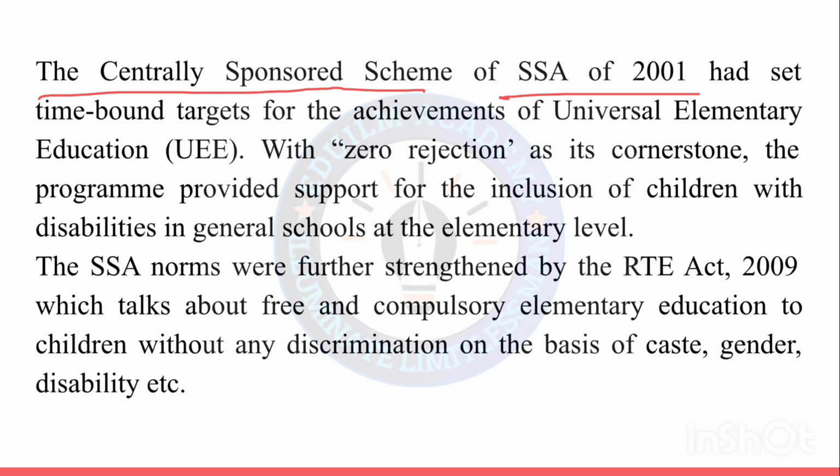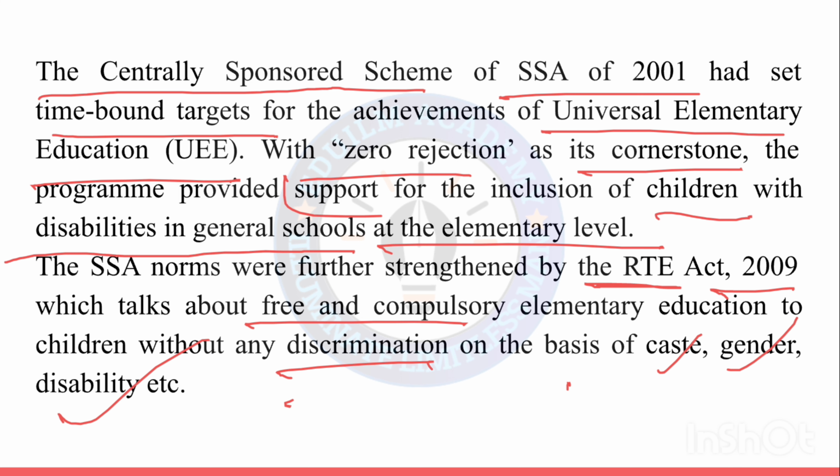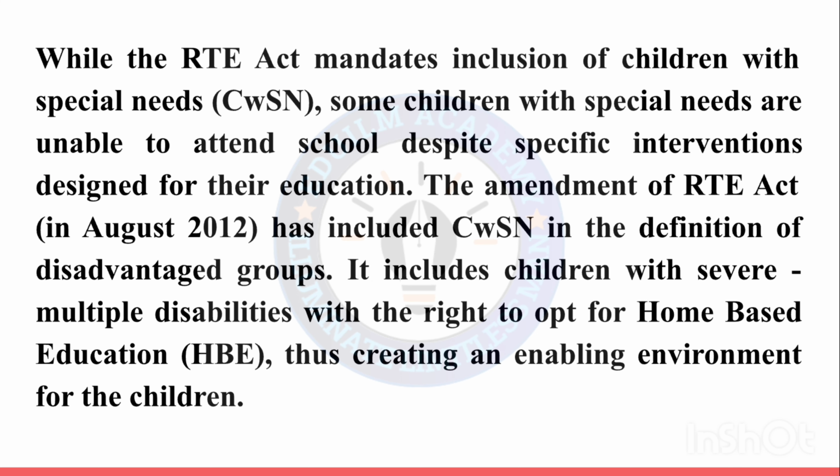The centrally sponsored scheme of SSA of 2001-2 set a time-bound target for the achievement of universal elementary education, with zero rejection policy as its cornerstone. The program provided support for inclusion of children with disabilities in general schools at the elementary level. The SSA norms were further strengthened by the Right to Education Act 2009, which talks about free and compulsory elementary education to children without any discrimination on the basis of caste, gender, disabilities, etc.